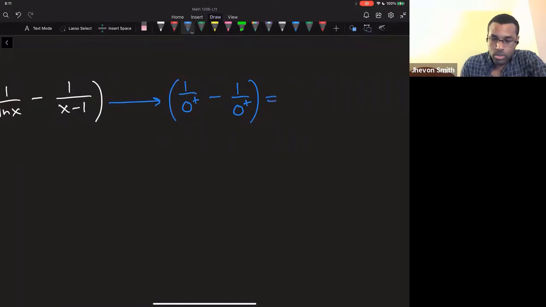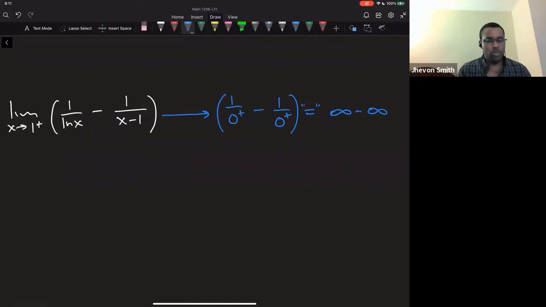So again, this leads us to infinity minus infinity. We know how to analyze functions, we should know how a logarithm behaves. If we're approaching 1 from the right, my log approaches 0 from the right. The expression x minus 1 also approaches 0 from the right. And then I have 1 over these, so I have infinity minus infinity.